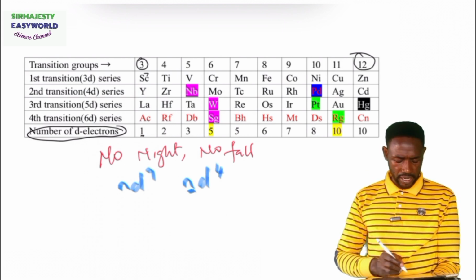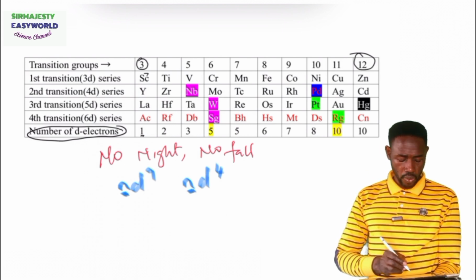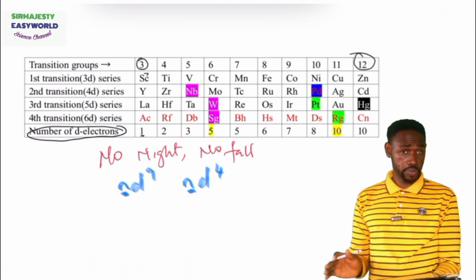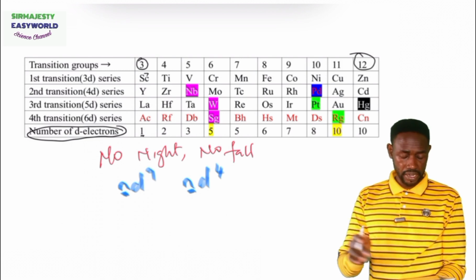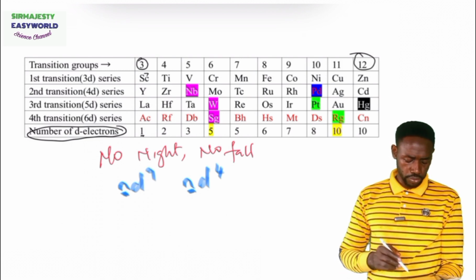So neutral atoms will not have nd9, neither will they have nd4. N here is the shell, while d is the subshell. The n is the principal quantum number, just like K, L, M, you know what I mean? So let us move on.